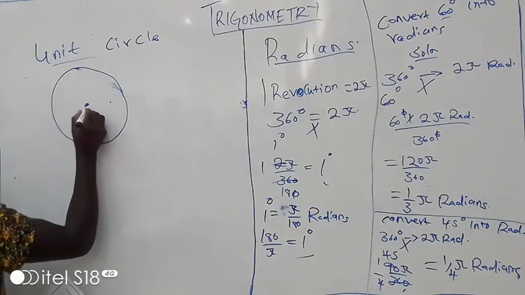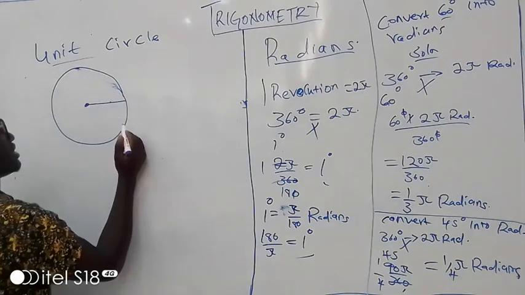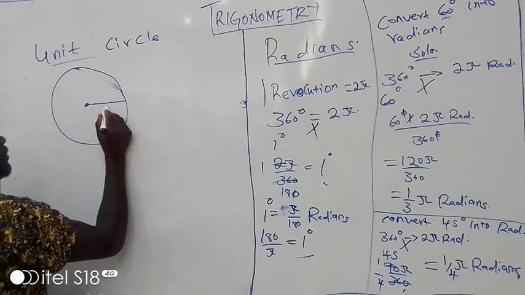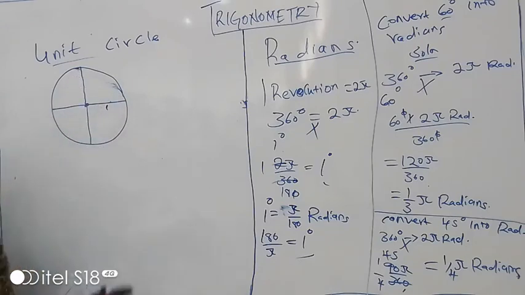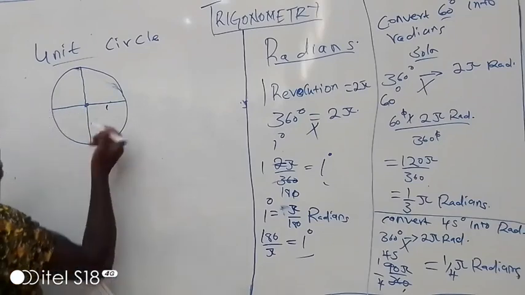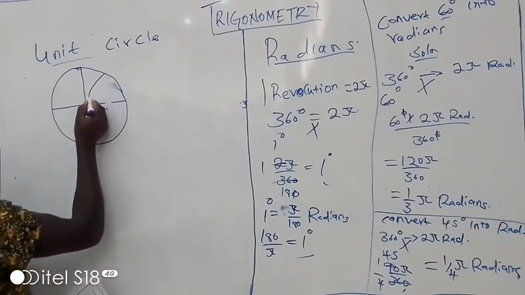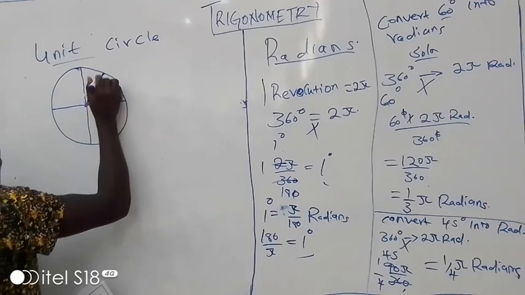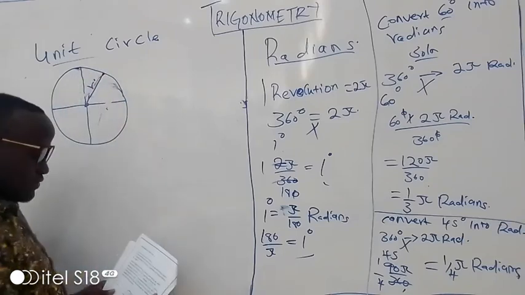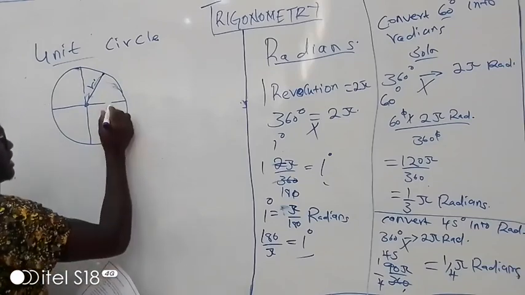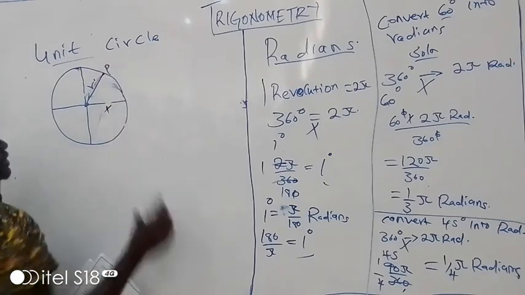So it has an origin here at the center. We are given this as 1, this is 1, this 1, this 1. So here we can consider now this is our radius, which we are given as 1. Now we can take this as x and this is p.